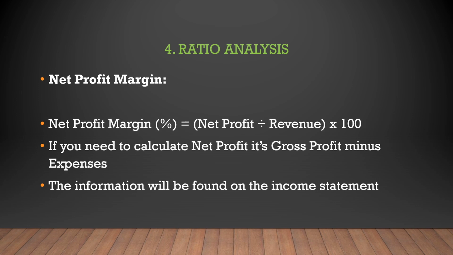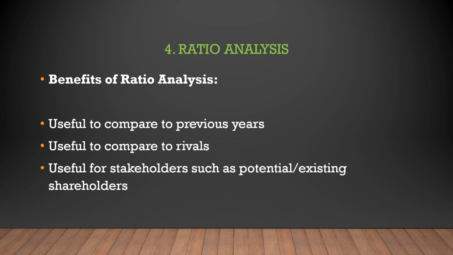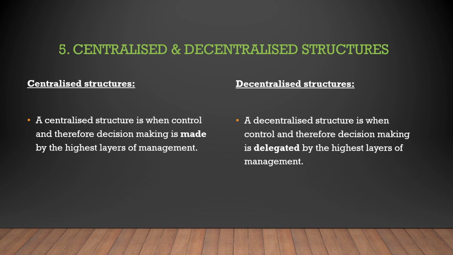Net profit margin. So net profit margin is net profit divided by revenue times by 100. And if you need to calculate net profit, remember net profit is different to net profit margin. Net profit is gross profit minus expenses. Now, of course, that information can also be found on the income statement. The next thing to think about is benefits of ratio analysis. So it's useful to compare to previous years, useful to compare to rivals, and it's useful for stakeholders such as potential or existing shareholders.